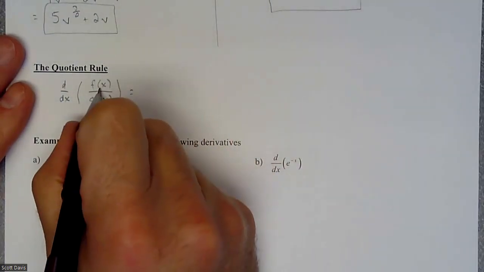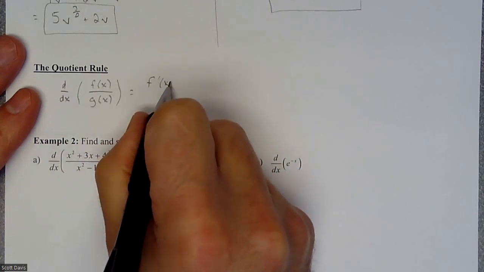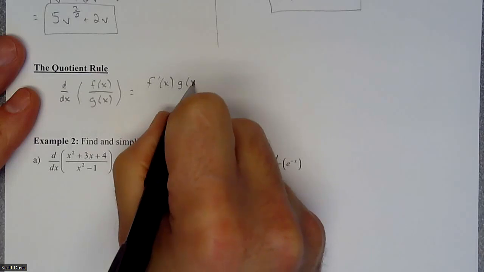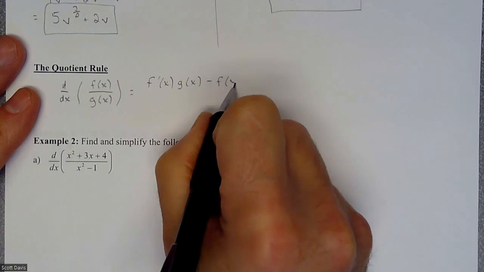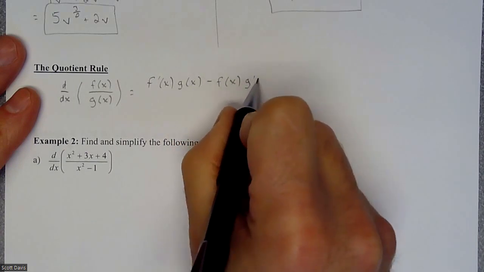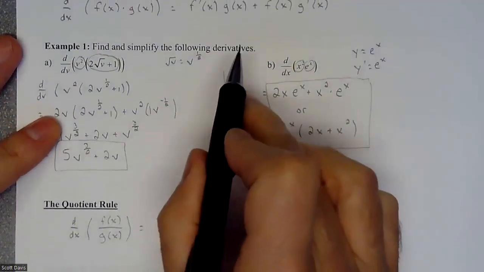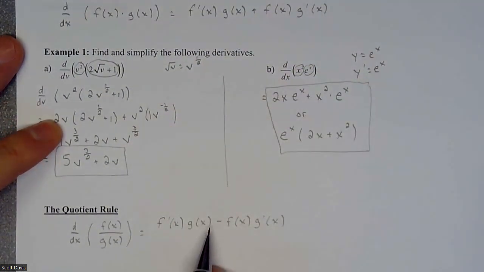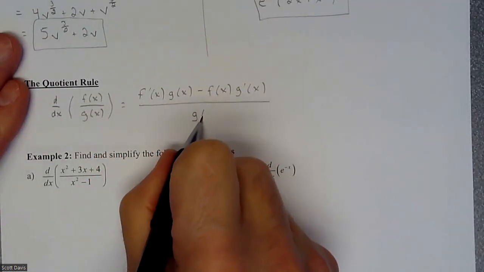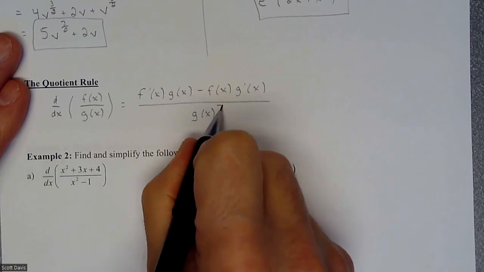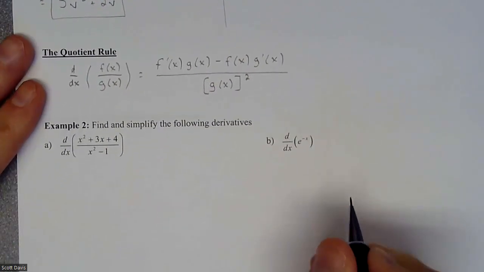To apply the quotient rule, we're going to be taking the derivative of the top times the bottom, minus the top times the derivative of the bottom. It's almost the product rule. The only difference is we're subtracting versus adding. Then divided by the denominator squared.